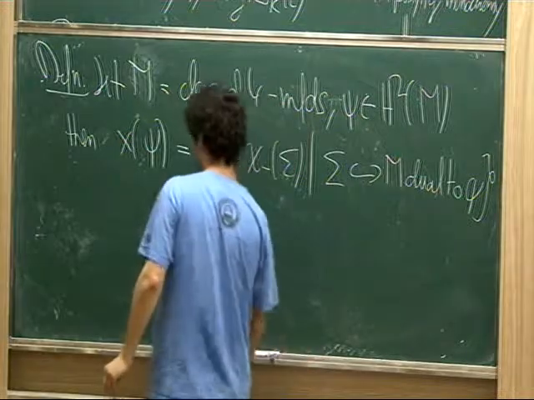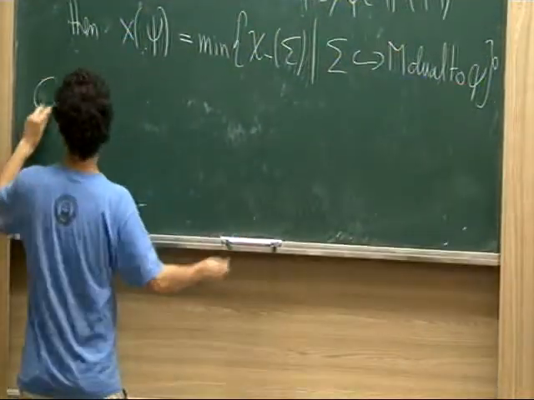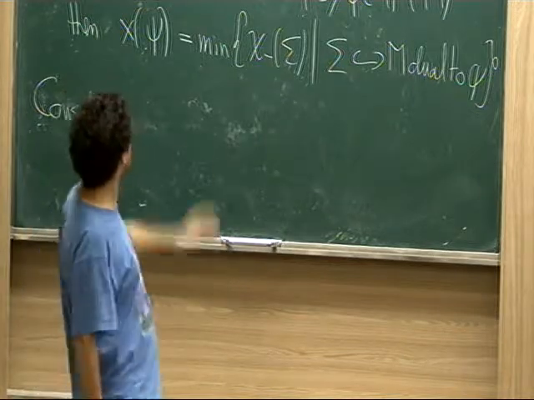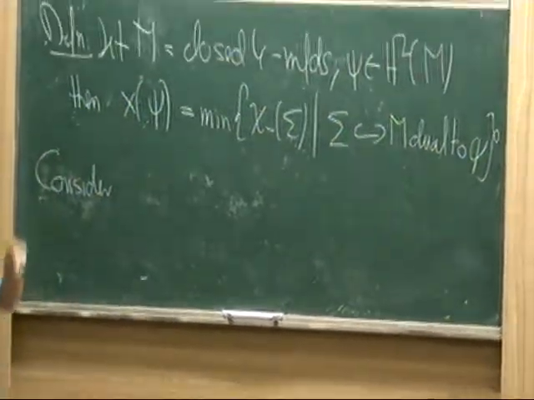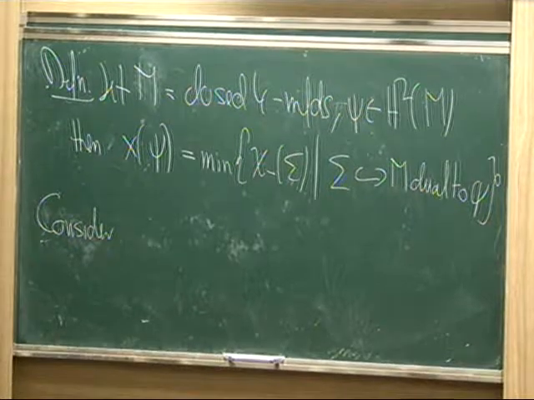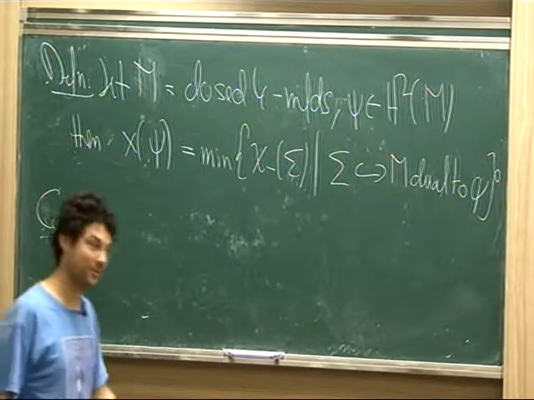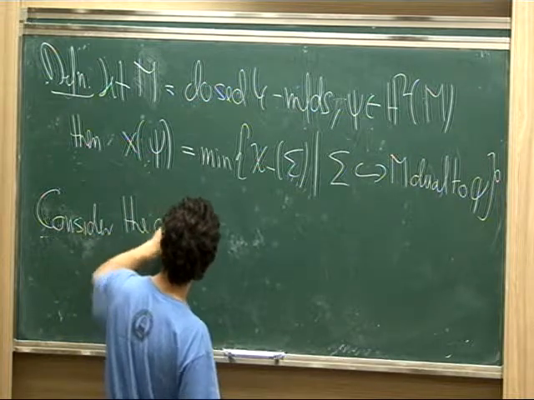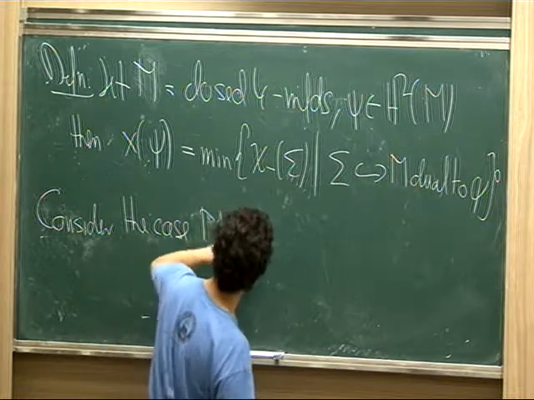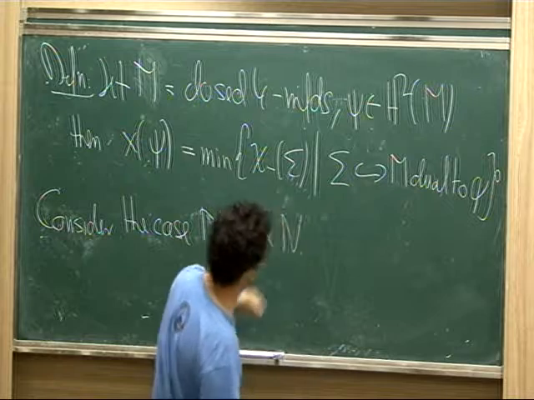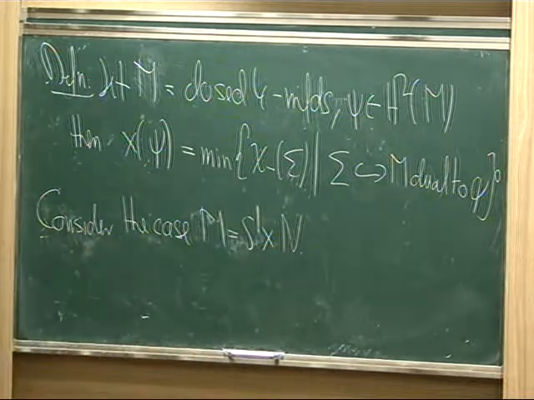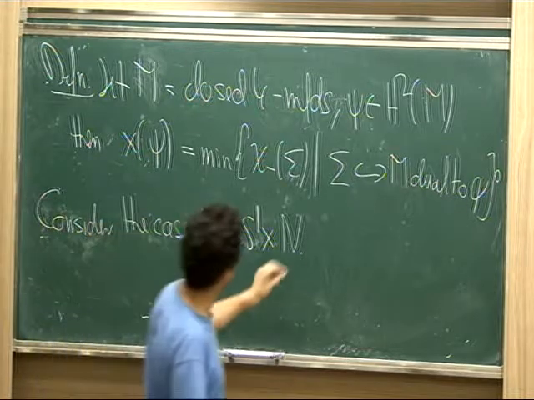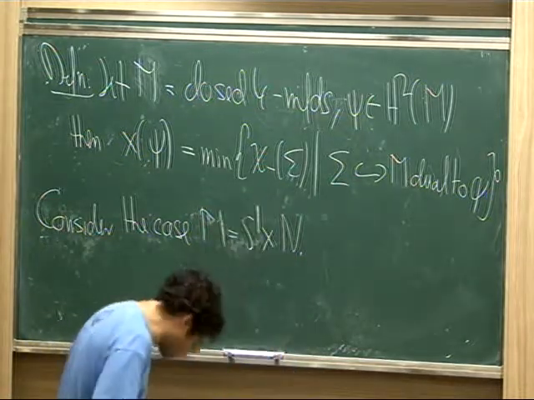Okay, so consider. Are you assuming the embedding is smooth? Yes, so smooth 4-manifolds, yes, and smoothly embedded. I work in the smooth category. Good question, yes. So consider the case M equals S^1 times a 3-manifold N. Let's just see what we can do.